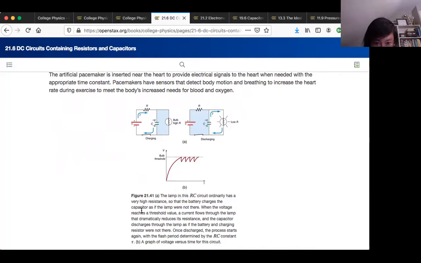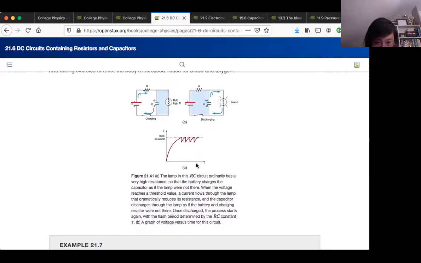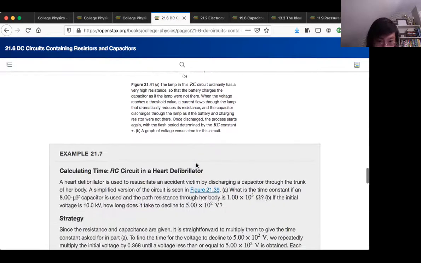The battery charges the capacitor as if the lamp were not there. But then when it reaches a threshold value, at a certain point, it immediately discharges, poof. And then it comes down a certain distance, and then it comes up and then down and then up and down. So you have this bulb that's using the capacitor discharging through the lamp. Isn't that cool? This is fun.